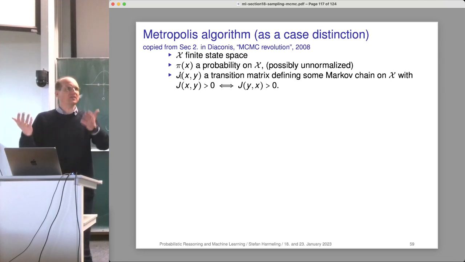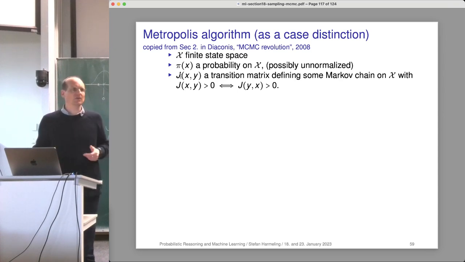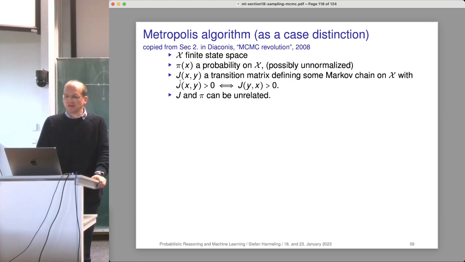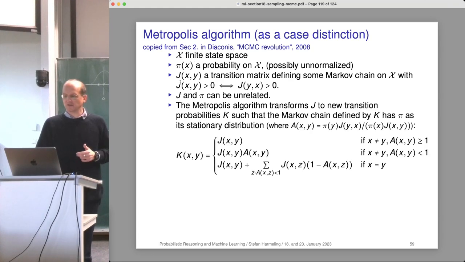However, here it could be something else, like randomly choose some other letter if it's letters, or maybe go up to five letters to the left and up to five letters to the right in the alphabet, or something like that. It can be any Markov chain that you like. They can be completely unrelated, so the pi and the J have nothing to do with each other. And then we can define the Metropolis-Hastings algorithm as follows, also as a case distinction like that.